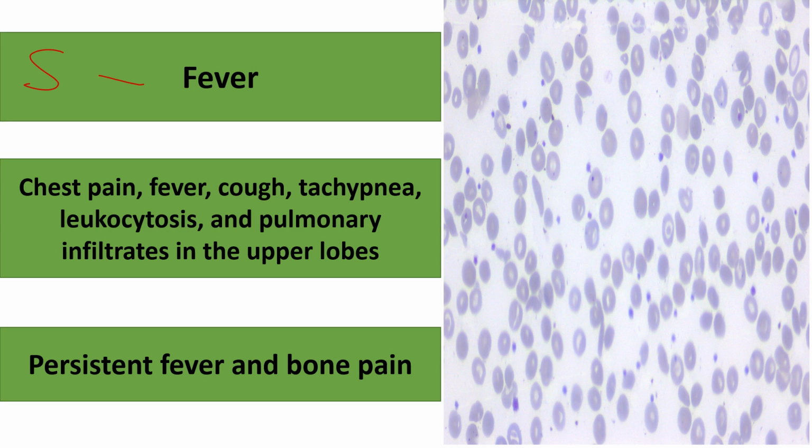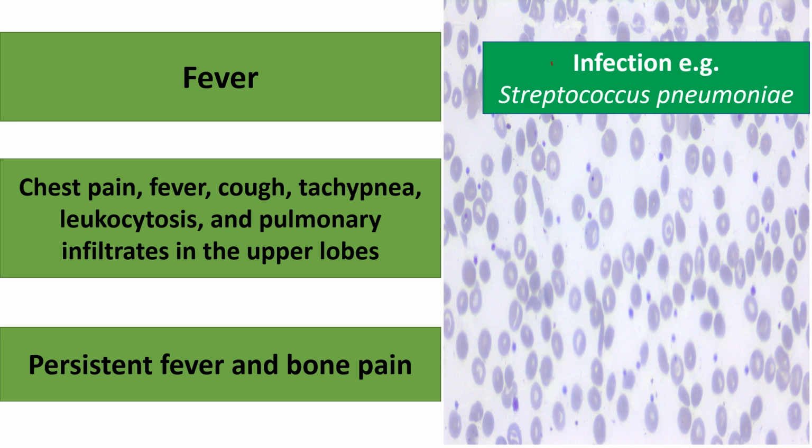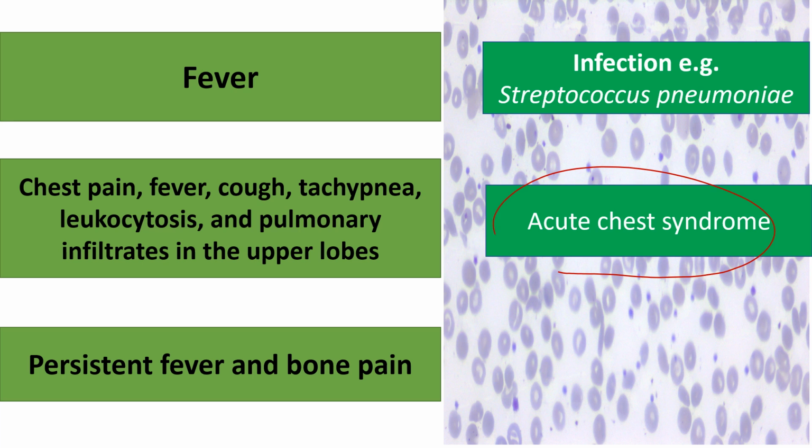Sickle cell anemia plus fever, what is the most likely cause? Infection with encapsulated bacteria, especially Streptococcus pneumoniae. If you have a child with sickle cell anemia presenting with chest pain, fever, cough, tachypnea, leukocytosis, pulmonary infiltrates in the upper lobes, what is the most likely diagnosis? Acute chest syndrome. This disease is very serious, and if it's not treated in a timely manner, the patient can develop acute respiratory distress syndrome.